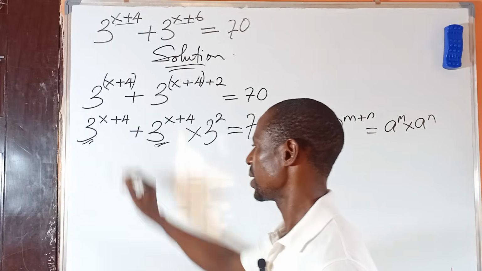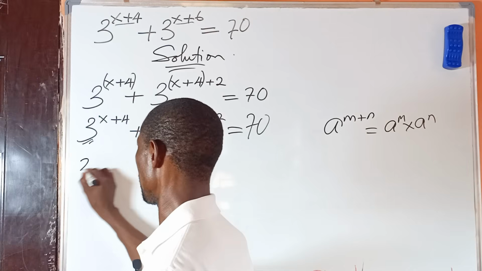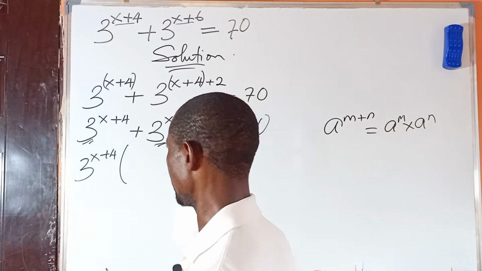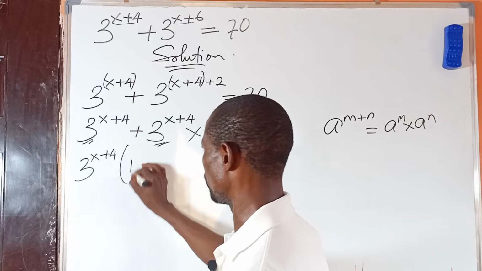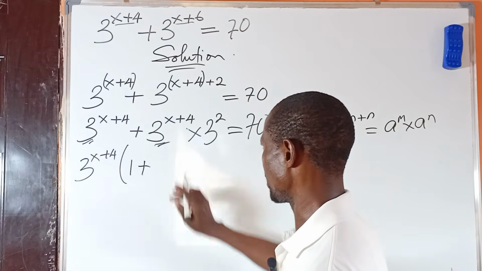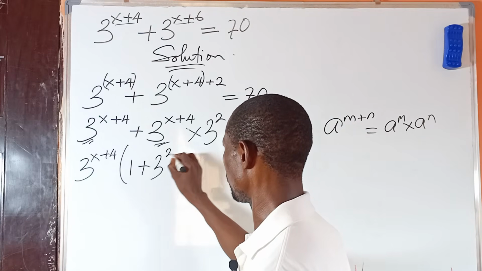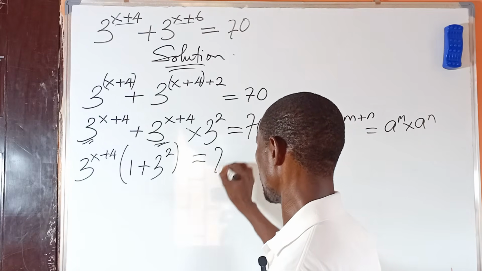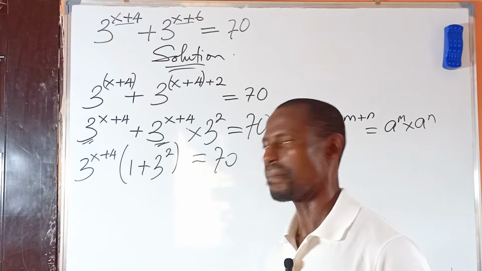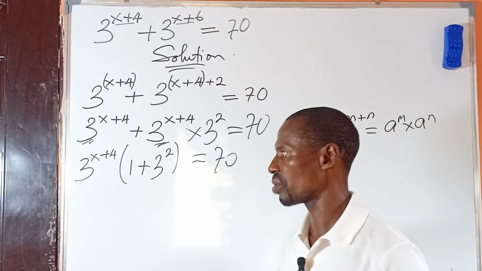With this, we can now bring out this quantity from here. If we factor, this is going to give us 3 to the power of x plus 4 in a bracket. If we use this to divide this, we are left with just 1. Then we bring our plus sign here. We use this to divide this, and we are left with 3 to the power of 2, in a bracket, equal to 70. Now what is 3 to the power of 2? That is 9, and 9 plus 1 will give us 10.